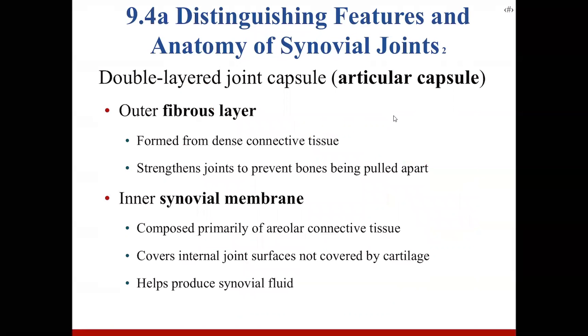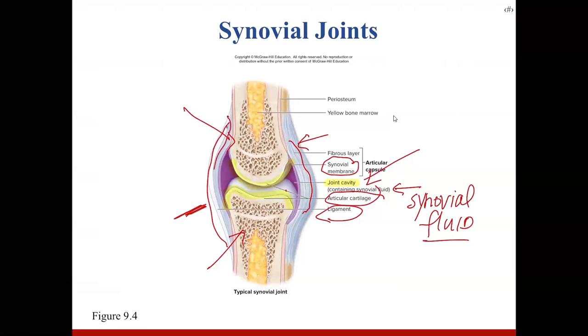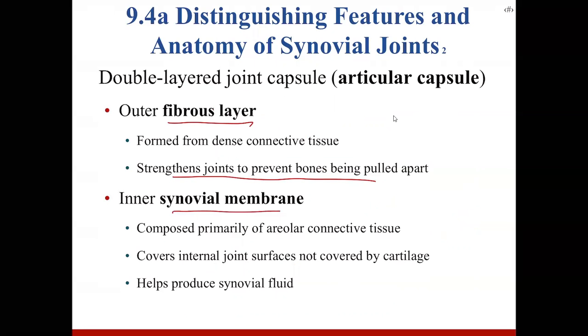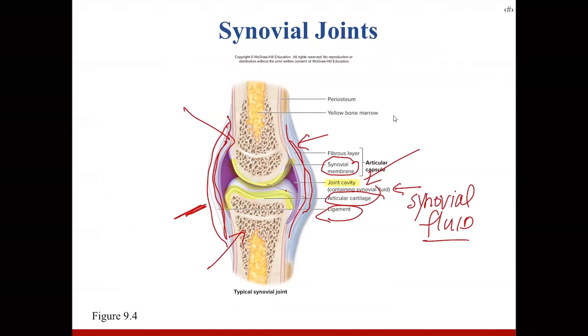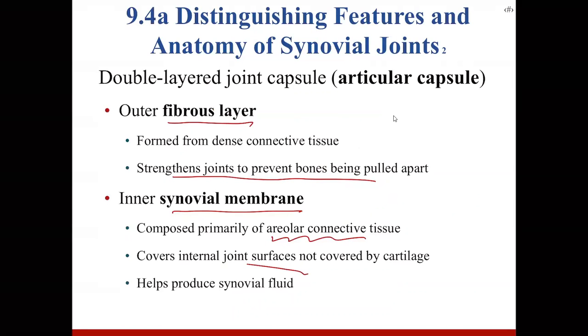So this is what this says. There's an outer fibrous layer. It strengthens the joints and helps keep the bones from being pulled apart. So this blue layer kind of keeps things together. An inner synovial membrane is made of areolar tissue. It helps cover the joint surfaces that might not be covered by the articular cartilage, and it's going to help make synovial fluid. This joint capsule is called an articular capsule.